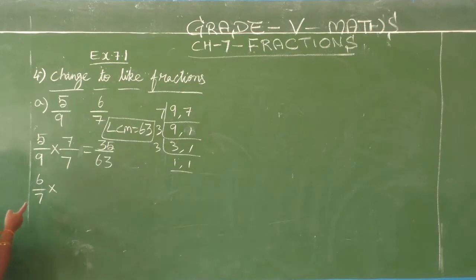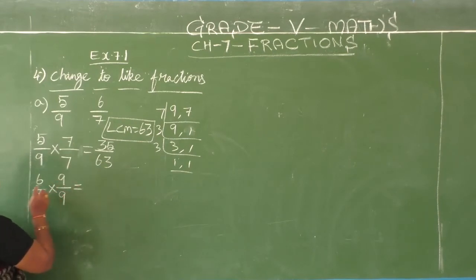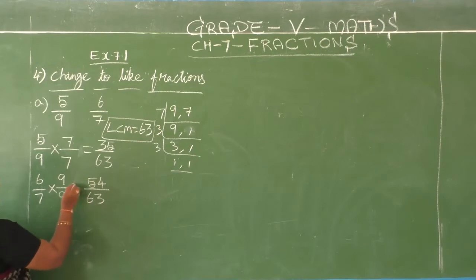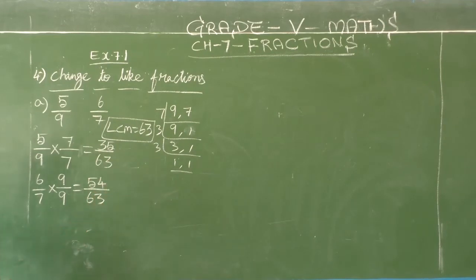Then next fraction, 6 by 7. Again the denominator must become 63. That means how many sevens are 63? 9 sevens are 63. So if you multiply the denominator by 9, the numerator also we have to multiply by 9 only. 6 nines are 54 by 63. So now we made the change: 35 by 63 and 54 by 63. Now we got the like fractions.